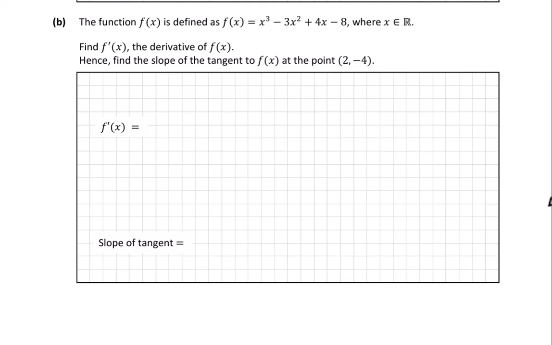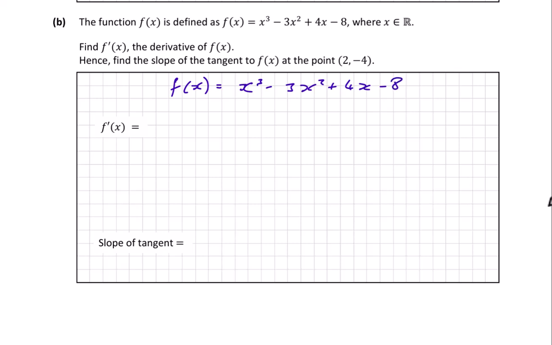The function f of x is defined as f of x equal to x cubed minus 3x squared plus 4x minus 8. X is real. Find f prime x, the derivative of f of x. Hence, find the slope of the tangent to f of x at the point 2, minus 4. So we have f of x here is equal to x cubed minus 3x squared plus 4x minus 8.